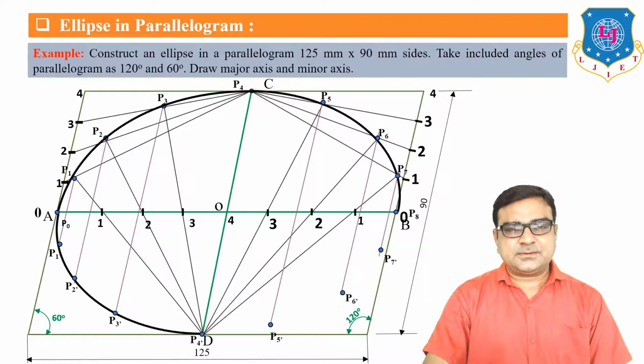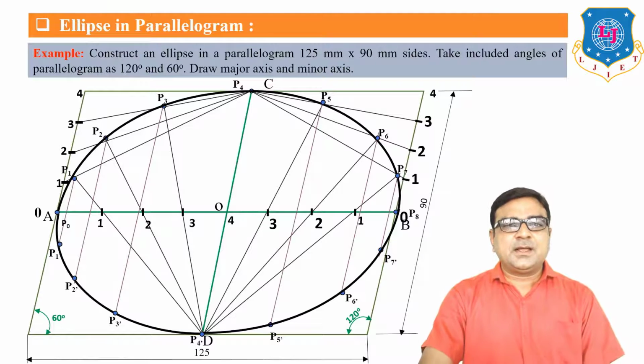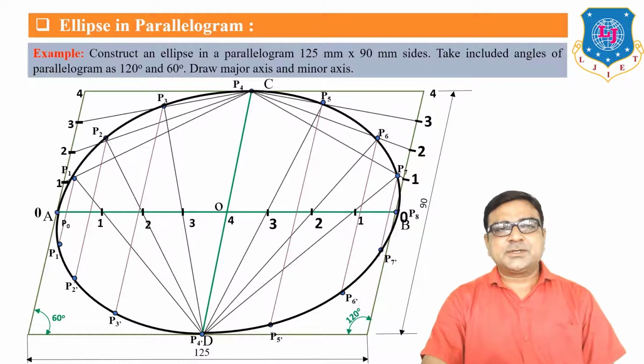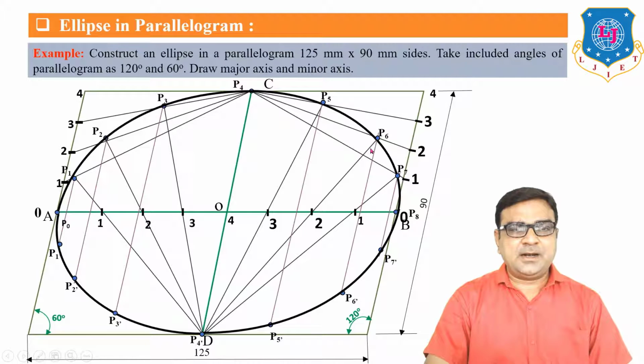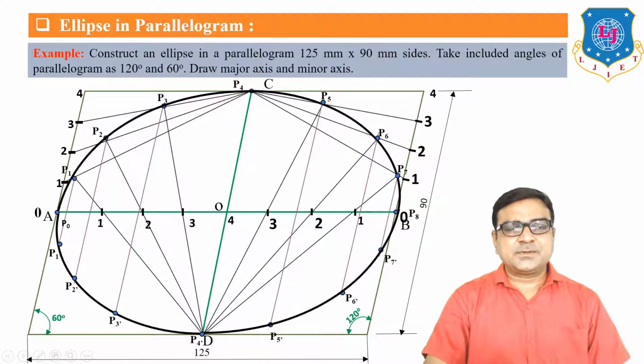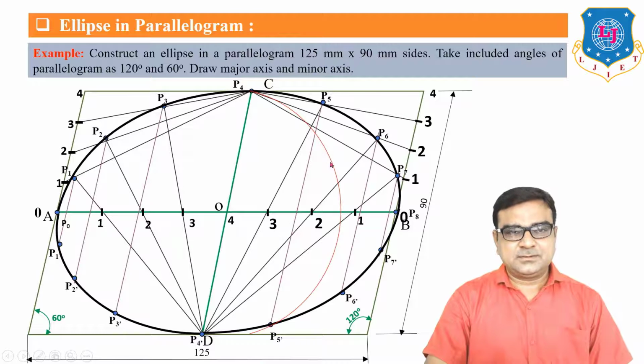your ellipse. Okay. Now what are the dimensions, major axis and minor axis, of this particular ellipse? For that you have to take O as center and OC as radius and draw one semicircle. Now this semicircle intersects our profile at this point. Now join this point to C, meaning C1 to C.